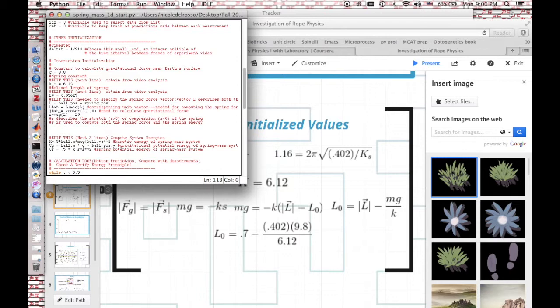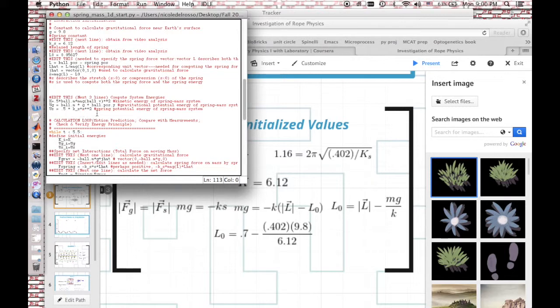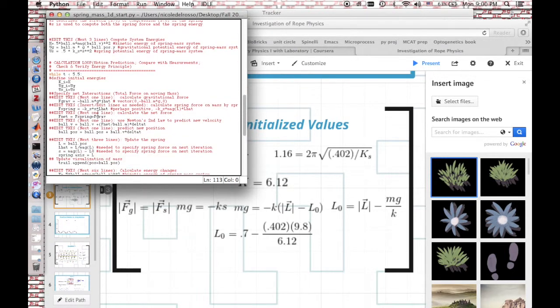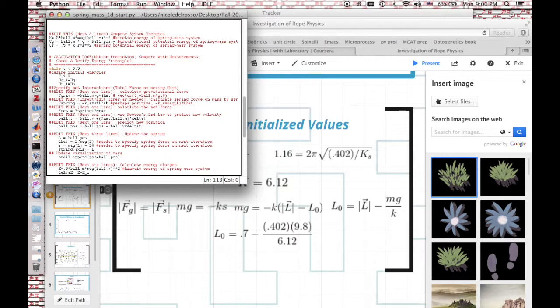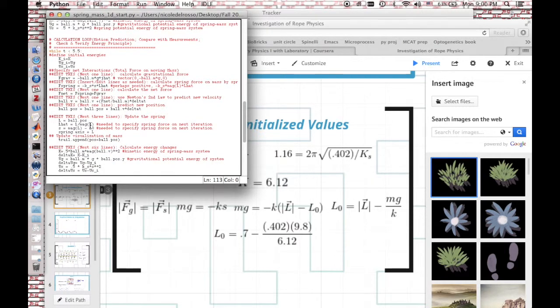Then I also have my initial energies that are calculated here, and so I start off my calculation loop, which calculates the gravitational force, the spring force, and the net force, which is then used to inform, or rather predict, the ball's velocity, applying Newton's second law, and then that ball's velocity predicts the ball's position next in the calculation loop. And then, of course, we need to update where the spring is, the position, the stretch, and the compression, which is all changed as the mass moves. So, what does this produce when we run the program?